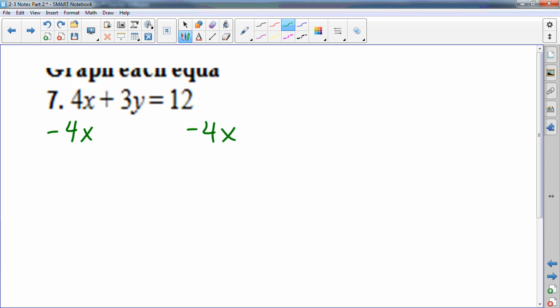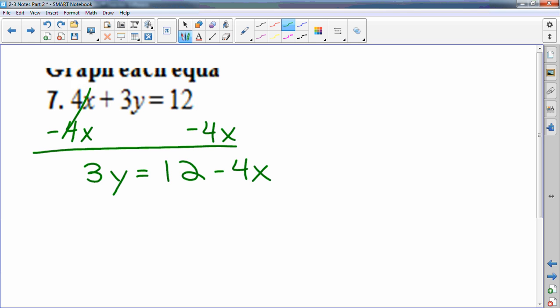Can I take 12 minus 4x? 3y equals 12 minus 4x. Can you subtract 12 and 4x? No, because they're not like terms. So I have 3y equals 12 minus 4x. How do I get rid of the 3? Divide both sides by 3. I'll put that one in a different color so you can see. We've done this, that's why I'm kind of fast. You should know how to do this.